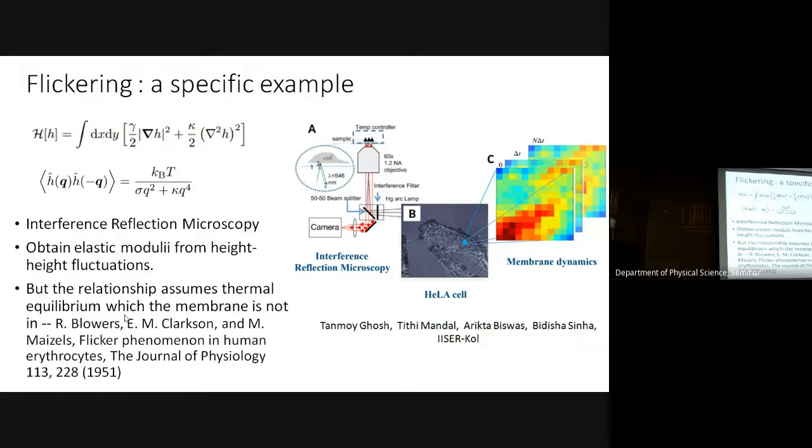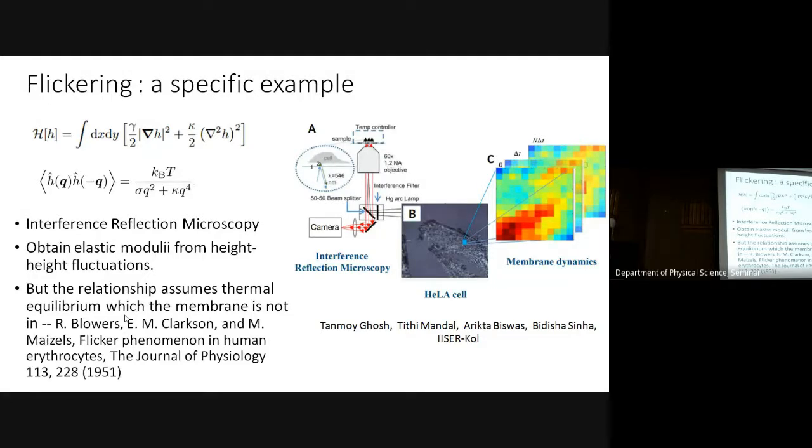So it's not that we are saying something very novel here. Even the first people who started doing this kind of thing studied flicker phenomena in human erythrocytes. Erythrocytes are what are called red blood cells. So typically, this is for HeLa cells, but people have been studying it for red blood cells quite a lot. And back in 1951, people realized, and they knew, that this is not equilibrium, but this was the first approximation they did. And now the question is, how do we go beyond that?